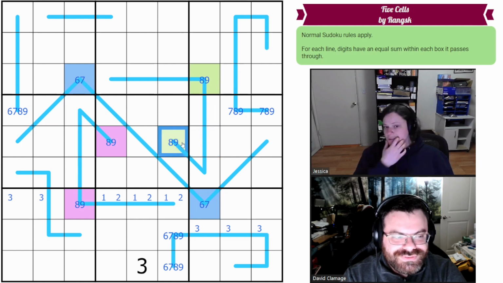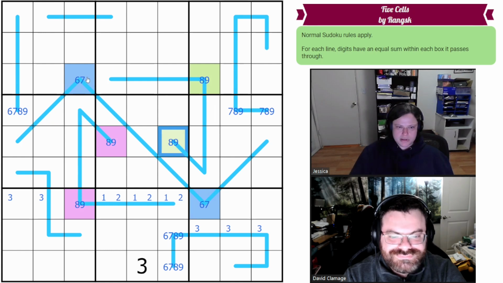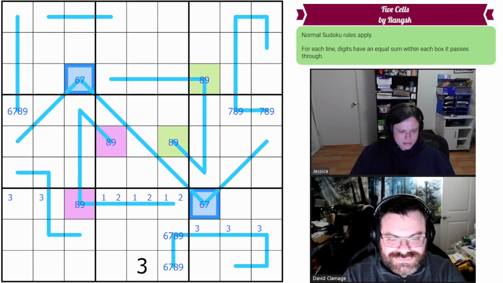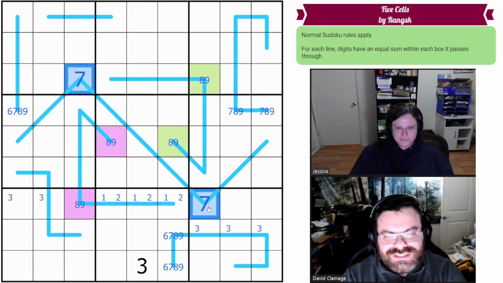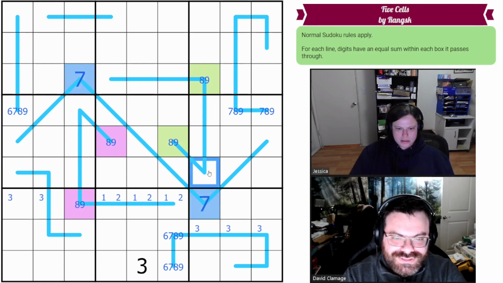Oh no, it wouldn't. Green or purple has to be 9, but we already knew that. Does that mean blue has to be 7? Yeah, blue has to be 7. Exactly. 7 plus 8 is 15, and 7 plus 9 is 16. The issue is if blue was 6, then both green and purple would have to be 9 in order to reach the 15 sum. So that forces blue to be 7. Okay, good.